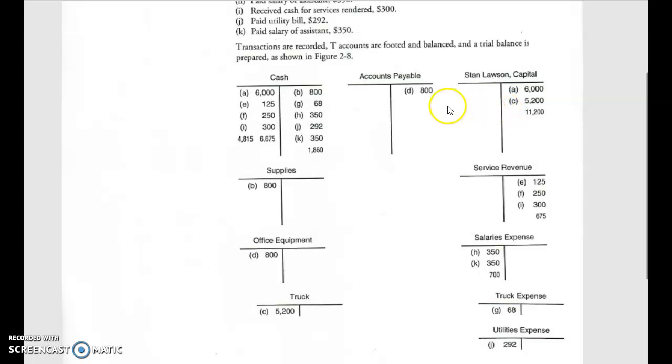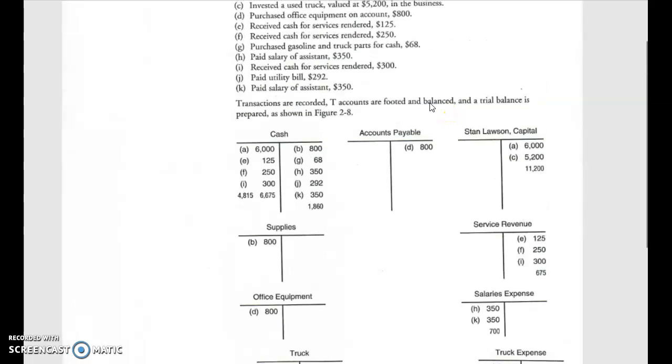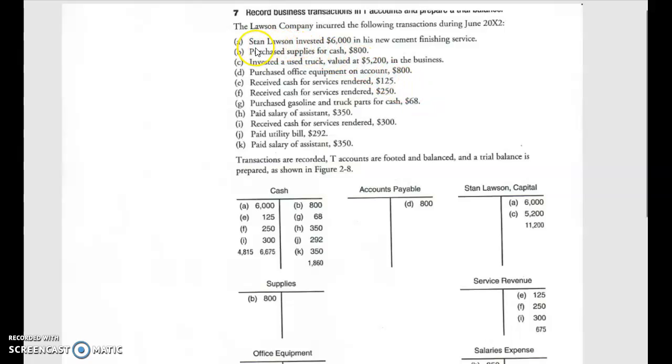So let's look. These have already been prepared, but I still want to go over the transactions. The first one is Stan Lawson invested $6,000 in his new cement finishing service. So we know that Stan Lawson invested $6,000. So we are going to increase cash by $6,000, and notice we put it on the left or the debit side of cash because cash has a normal debit balance, and to increase it we would have to put it on the debit side. And also notice that we are identifying each transaction with the letter.